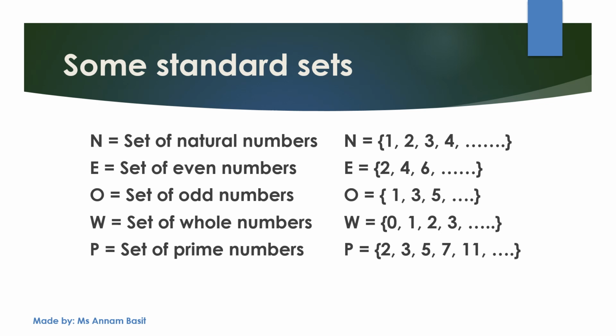And capital P is used to represent the set of prime numbers. And you know what prime numbers are? Prime numbers are those numbers which do not come in any table other than 1 or their own self. So P is equal to 2, 3, 5, 7, 11 and so on. So these letters are assigned to these standard sets. Okay, now let's move further.